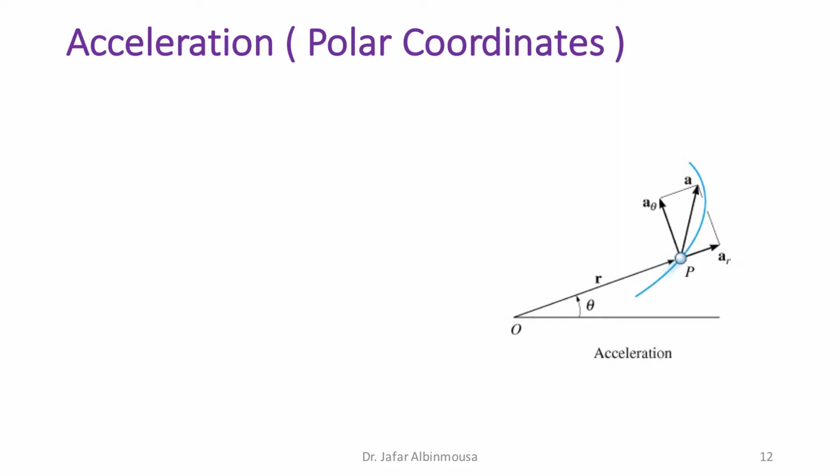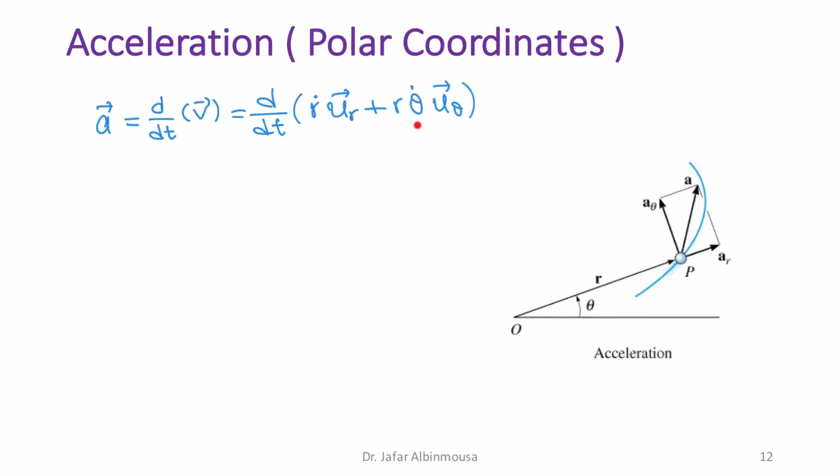Now let's find the expression for the acceleration. The acceleration vector, which is the derivative of the velocity vector, is equal to d over dt of r dot ur plus r theta dot u theta. Now if you look carefully, r dot, ur, r theta dot, and u theta all change with time, which means we are going to get 5 terms in the acceleration vector. So just focus with me.